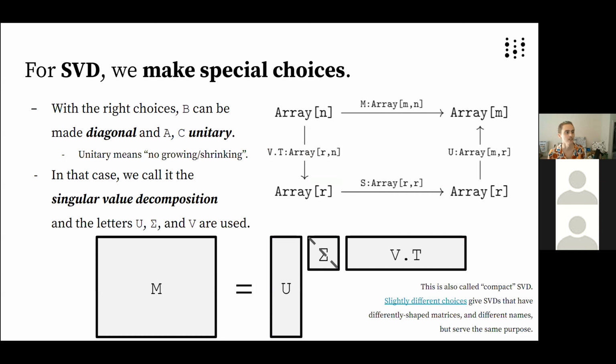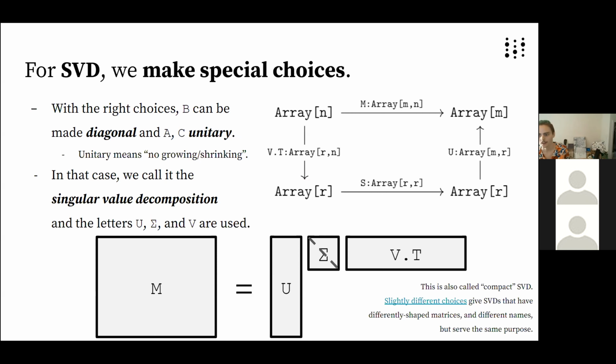And so in order to get the singular value decomposition, we just need to make some special choices, right? I said A, B, and C were pretty free to change around. I could multiply C by a number and divide A by a number, and I would get the same result. So if we make some specific choices, then we get the singular value decomposition. If we make B diagonal and we make A and C unitary, then we get this SVD. So unitary means no growing or shrinking of anything.